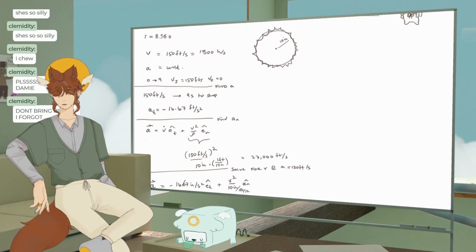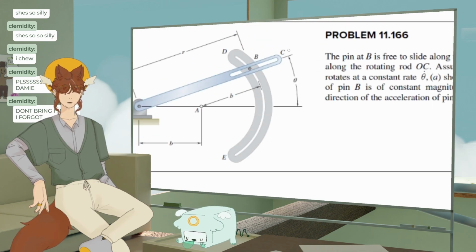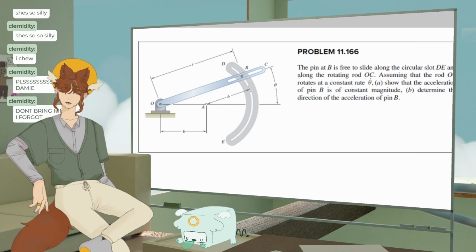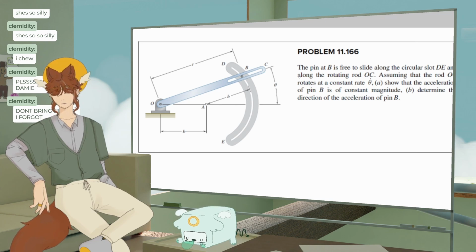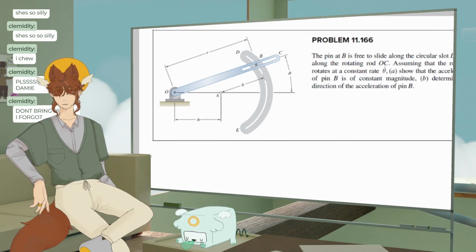Oh, see, this is what we did in class. Look at this. This is great. I mean, it's not great. It kind of is a little bit, pointy, if you will. We got a guy like this, so the pin B is free to slide along the circular slot and along the rotating rod. So assuming that the rod OC, which is the one that's straight, rotates at a constant rate, theta dot, we use polar, so that the acceleration of pin B is of constant magnitude, and determine the direction of the acceleration of pin B. Okay. This one is a little bit insane as well, but okay.